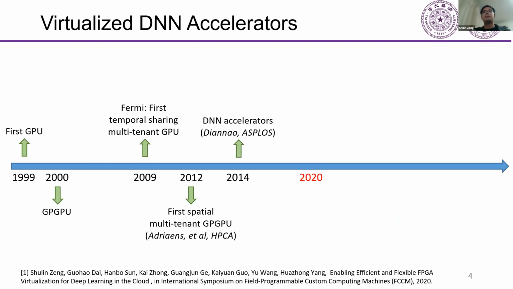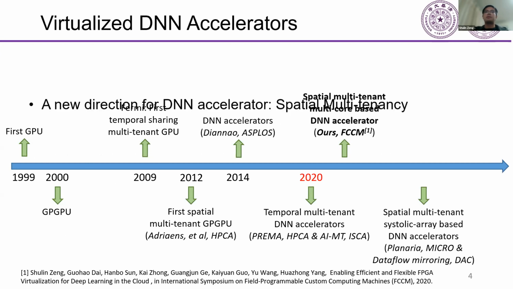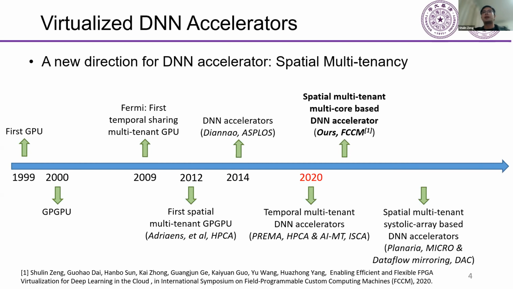Beginning from 2014, DNN accelerators were designed to achieve the best performance on single-task workloads. It was not until last year that the community began to explore the multi-tenancy of DNN accelerators. Similar to GPUs, multi-tenant DNN accelerators using temporal sharing came first. After that, our team was the first to propose a spatial multi-tenant and multi-core-based DNN accelerator on FPGA. Then spatial multi-tenant DNN accelerators were also proposed based on systolic arrays. So we can see that it brings up a new direction for accelerators: designing spatial multi-tenant architecture.